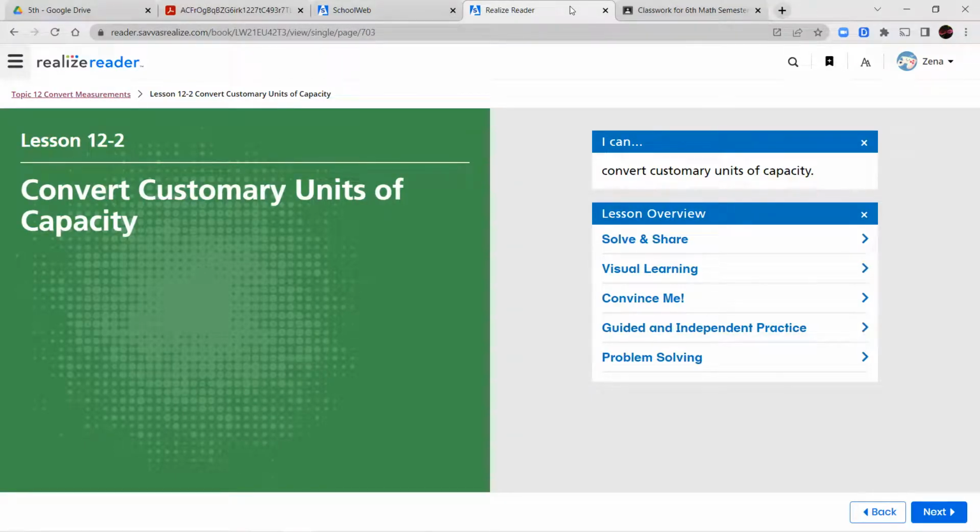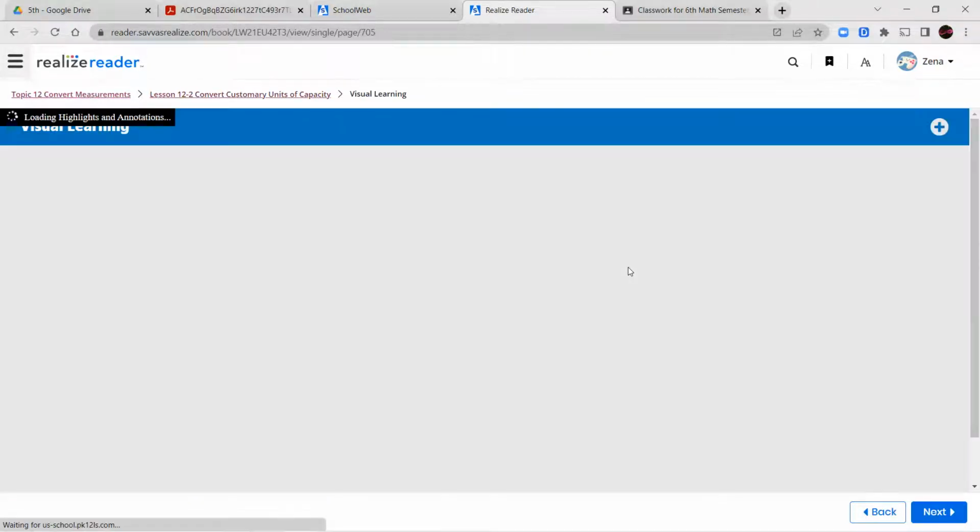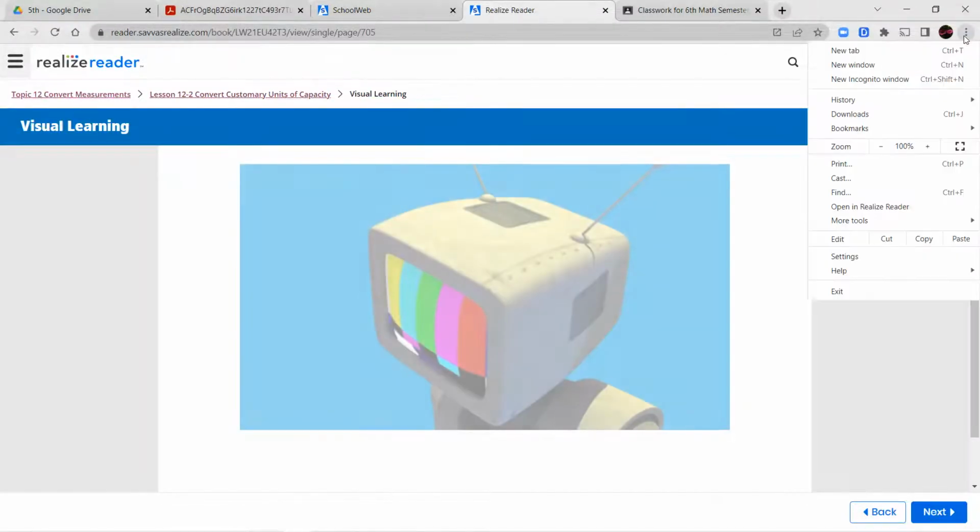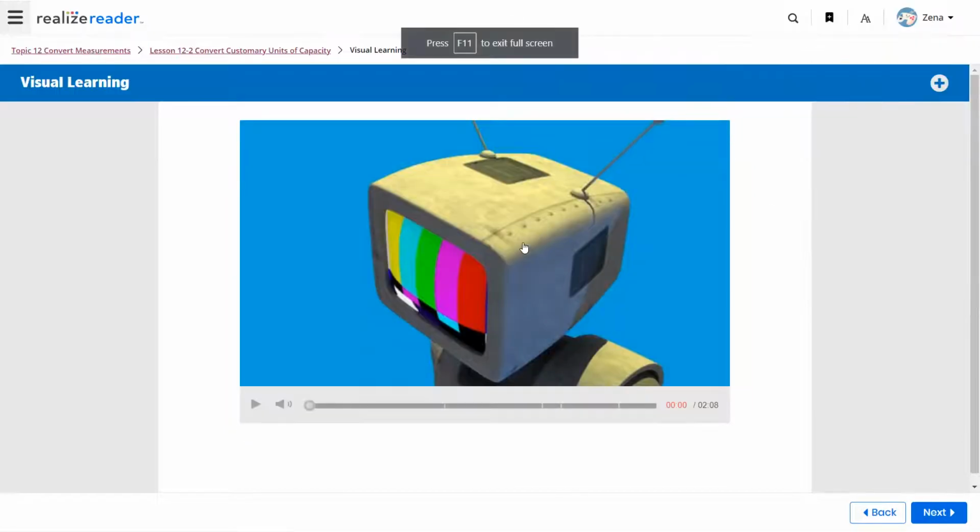Hello and welcome to lesson 12-2. Here we're going to be working on converting customary units of capacity. So our last lesson focused on length. This lesson is going to focus on capacity. Now, before we get started with our notes and guided practice, once again, we are going to start with our short lesson video.